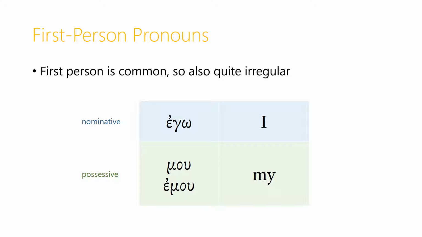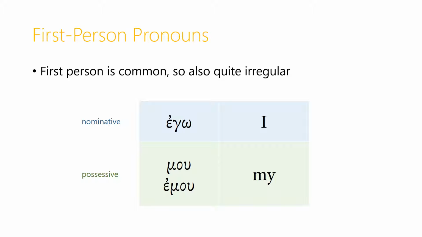The nominative, if you remember, was ego, I. And the possessive form really doesn't look anything like ego. In fact, the possessive form is more regular. And as we learn more about Greek pronouns, we're going to see that the rest of the first person forms look very much like mu or emu. But for the moment, because ego, the nominative, was quite irregular, we really don't see much connection between the nominative and the possessive form here.